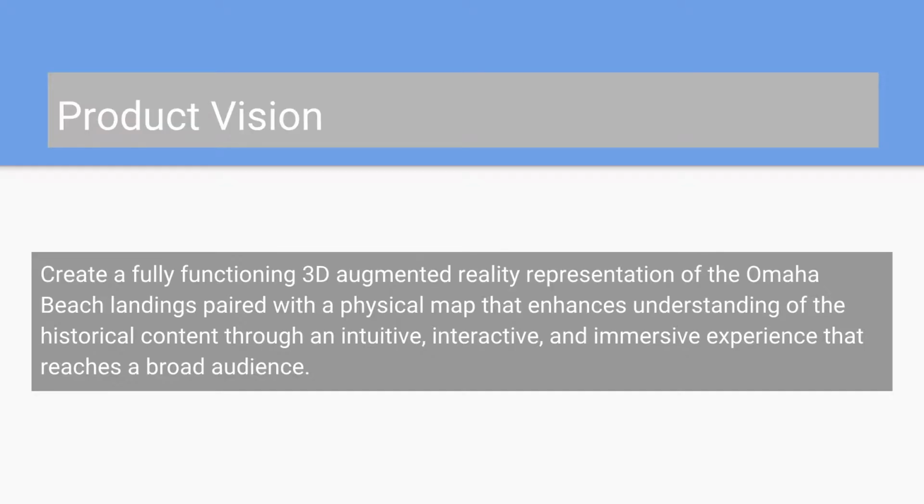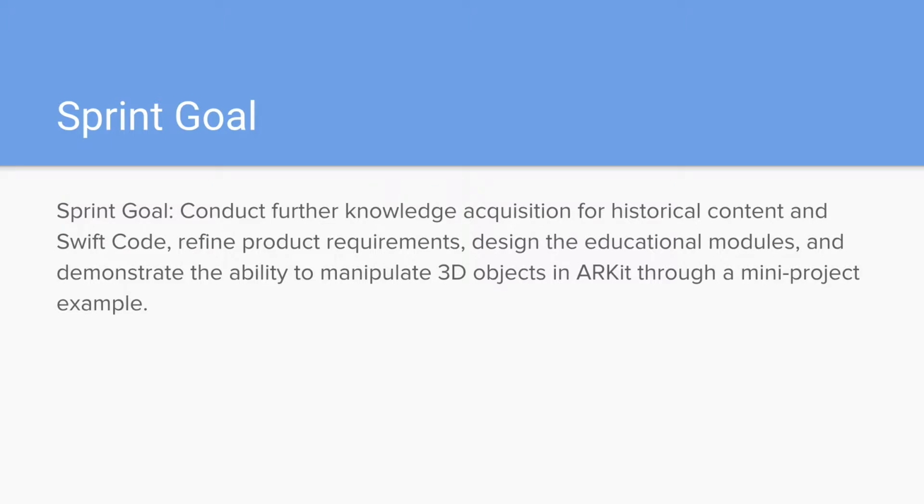To reiterate our product vision, we are going to create a fully functioning 3D augmented reality representation of the Omaha Beach landings, paired with a physical map that enhances understanding of the historical content through an intuitive, interactive, and immersive experience that reaches a broad audience. Our Sprint 1 goal is to conduct further knowledge acquisition for historical content in Swift Code, refine product requirements, design the educational modules, and demonstrate the ability to manipulate 3D objects in ARKit through a mini project example.